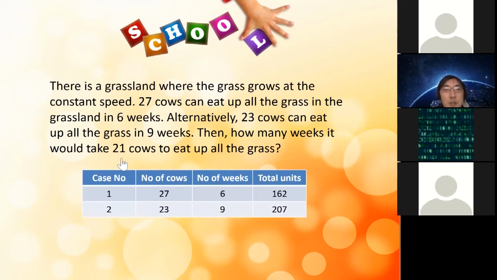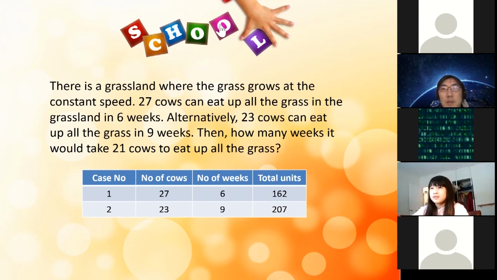Okay, now, since we have defined the amount of grass a cow can eat in a week as a unit, then how many units of grass can 27 cows eat in 1 week? Jenny, do you know that? How many units of grass can 27 cows eat in 1 week? You 27 divided by 6. No, not 6, not 6 weeks. I'm asking, how much do the 27 cows eat in 1 week?